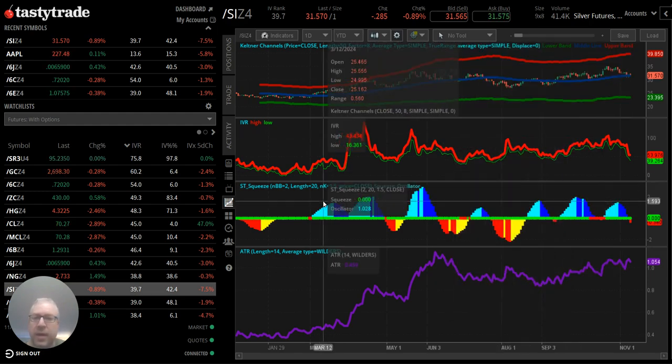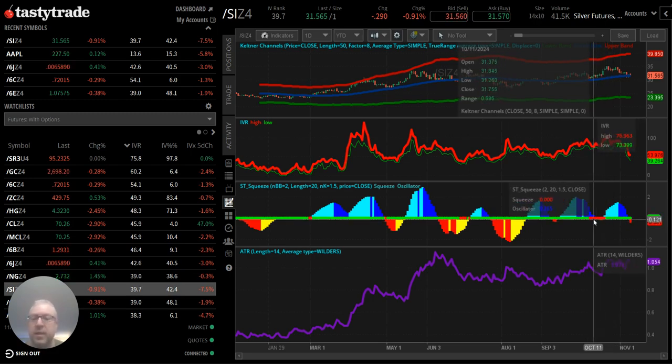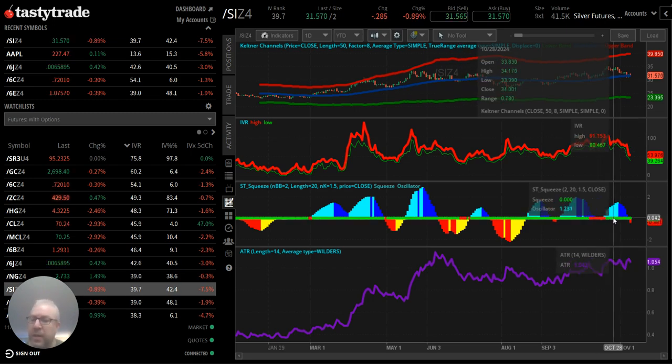The next one is ST squeeze. This is like a version of TTM squeeze. I'm looking for green. Green means, very simple, in this chart that the price of silver theoretically, not 100%, but theoretically, should go nowhere. When it's red, it means that it's about to jump, to squeeze up or down. When it's green, it means that it should go nowhere. So that's important. We have green.